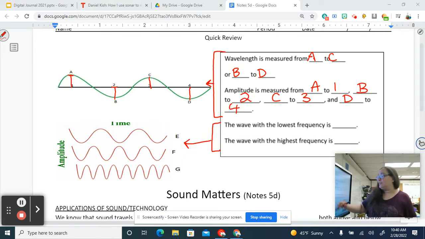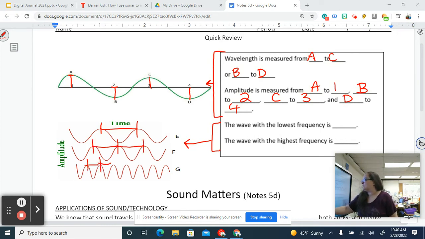All right, then down here at the bottom, we're going to look at these three waves and decide which one has the lowest frequency and which one has the highest frequency. So if we're looking here at wave E, we've got one crest here, another crest here. That is only one wavelength in the amount of time. We have two full wavelengths for F, and we have 1, 2, 3, 4, 5, 6 for G. So which one occurs the most often? Which one occurs the least often? So the lowest frequency, the one that occurs the least, is E, and the one that occurs the most often is G. All right, pause it if you need to. I'm erasing it and moving on.